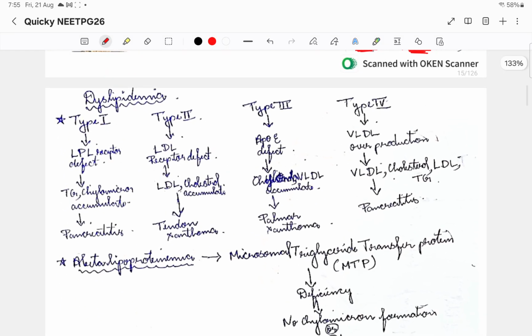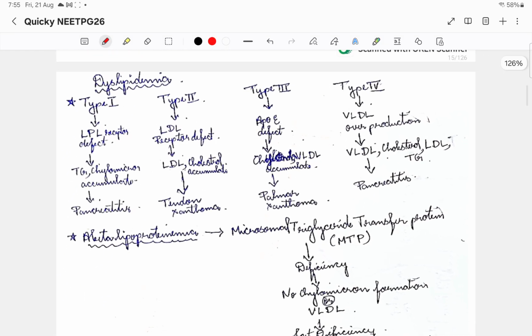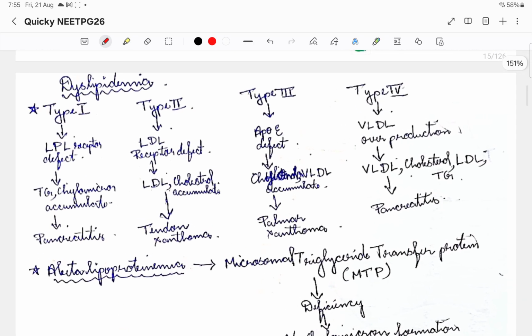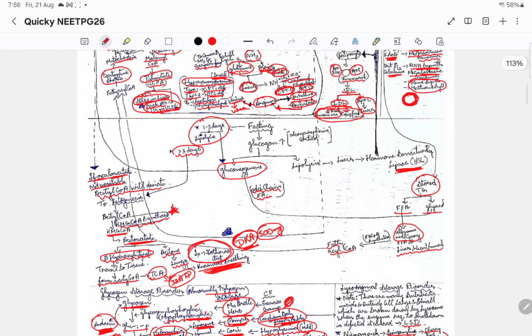Then the disorders of fat are called dyslipidemia, all the fat metabolism that I explained to you. So let us see what defects we can see here. Dyslipidemia can be classified as 4 types: type 1, type 2, type 3 and type 4. What is type 1? Type 1 is LPL defect. What is the LPL defect?